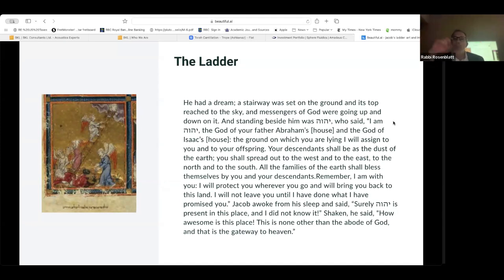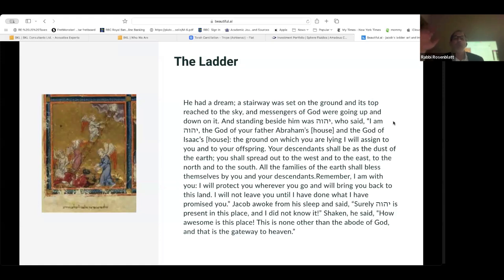And standing beside him was Hashem, who said, I am Hashem, the God of your father Abraham, and the God of Isaac. The ground on which you are lying, I will assign to you and to your offspring. Your descendants shall be as the dust of the earth. You shall spread out to the west, to the east, to the north, and to the south. All the families of the earth shall bless themselves by you and your descendants.